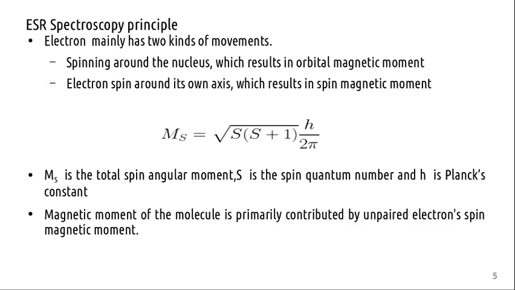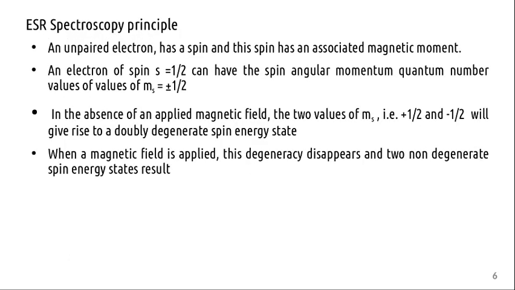Now the electron has a net spin. One contribution is due to the orbital rotation around the nucleus. The other one is due to the spin about its axis. The spin about its axis is primarily contributing to its net magnetic moment. In the absence of a magnetic field, the magnetic spin value is plus or minus half, so they will be in a doubly degenerate state. You can assume it's like a balanced state.